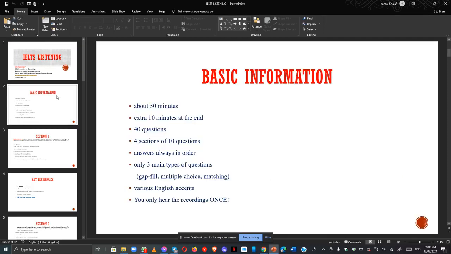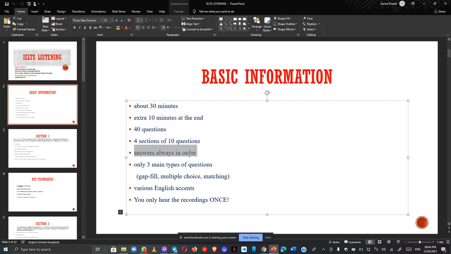Let's start with the basic information of the test. The test, guys, lasts for 30 minutes. After the 30 minutes, you will be given an extra 10 minutes to transfer your answers to the answer sheet. You have 40 questions divided into 4 sections, or let's say 4 parts. Each part has 10 questions. I mean, part 1, 10 questions, part 2, 10 questions, section 3, 10 questions, and section 4, again, 10 questions. All in all, you have 40 questions.